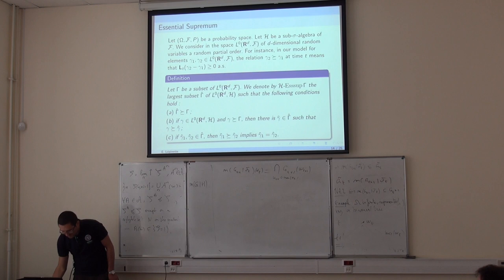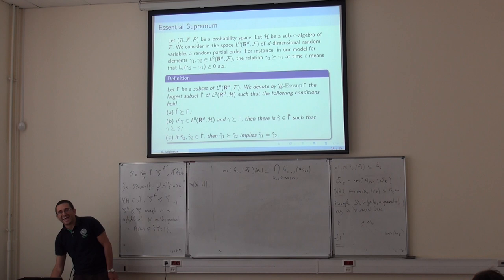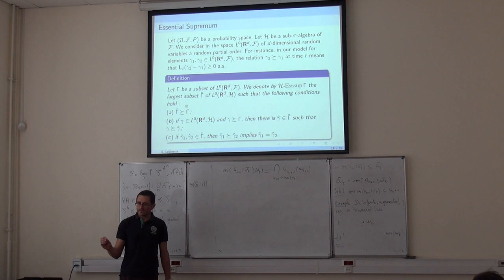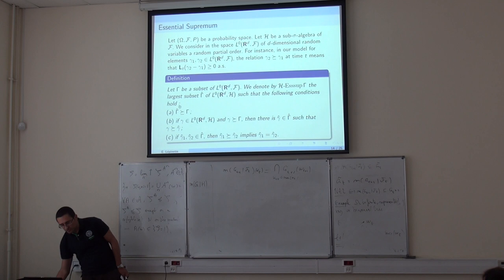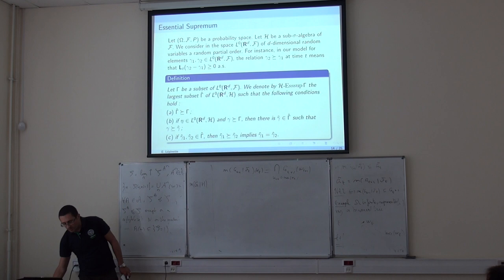So here is the definition. Consider a family of vector-valued F-measurable random variables. We define a conditional essential supremum, that is an essential supremum which is H measurable. It satisfies the following properties. The two first conditions are very usual. That is, the essential supremum is greater than the family you consider, as in the real case. That is actually any element of the essential supremum is greater than the family whose essential supremum you want to characterize. Second property, if a random variable which is H measurable dominates the family, then you can reduce it to an element of the H essential supremum.